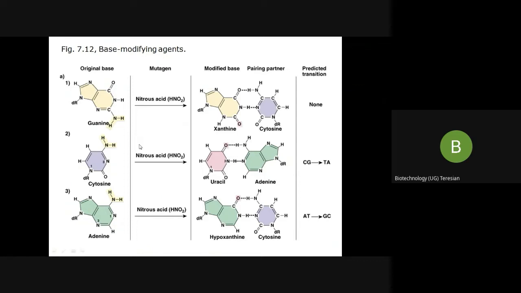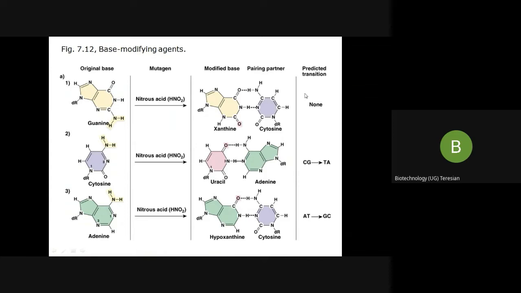These are the original bases: guanine, cytosine, adenine, and this is our chemical mutagen, nitrous acid. This nitrous acid can bring about a modification in the guanine and it can get converted into xanthine. Xanthine can pair only with cytosine.